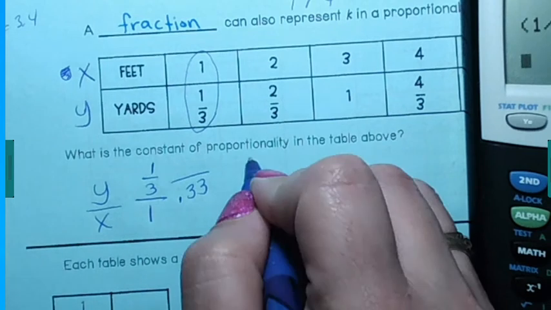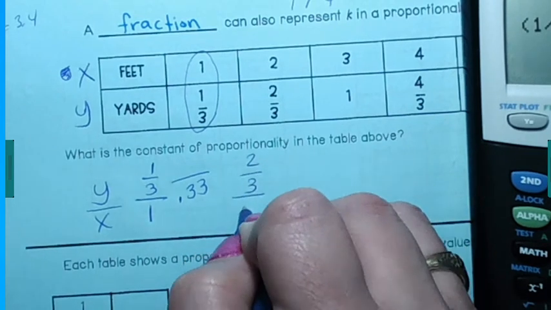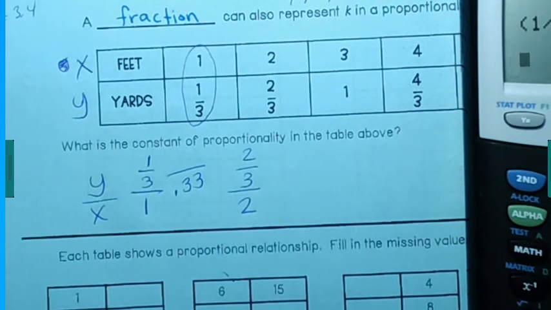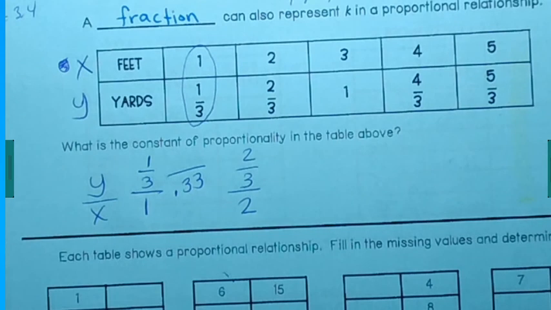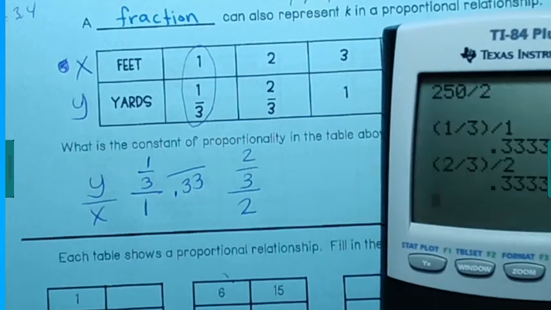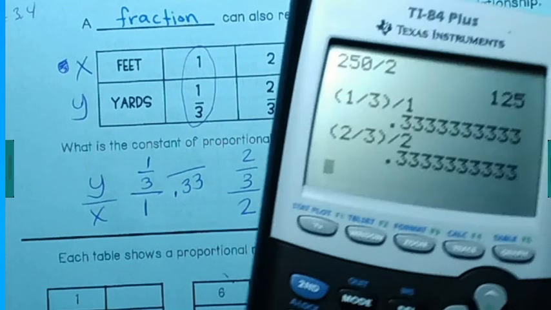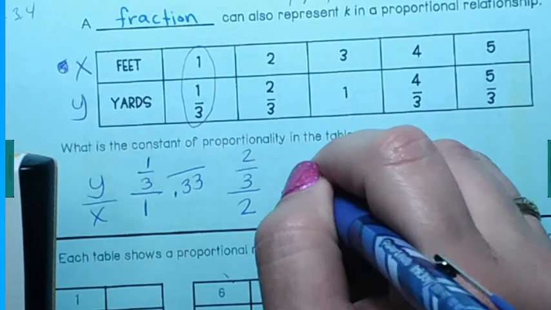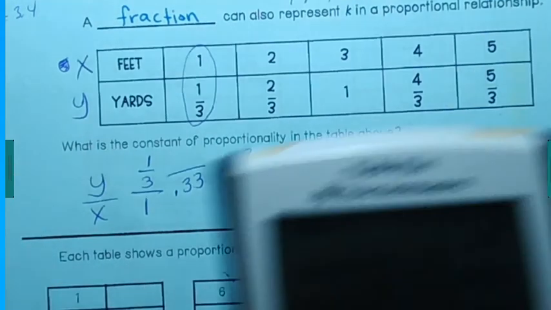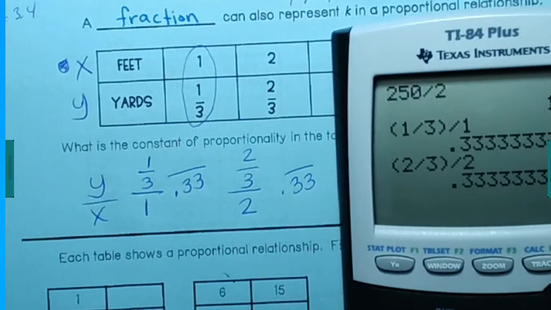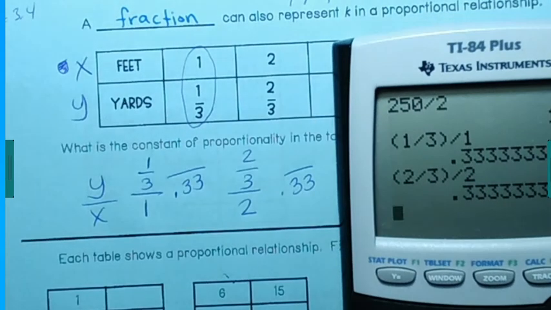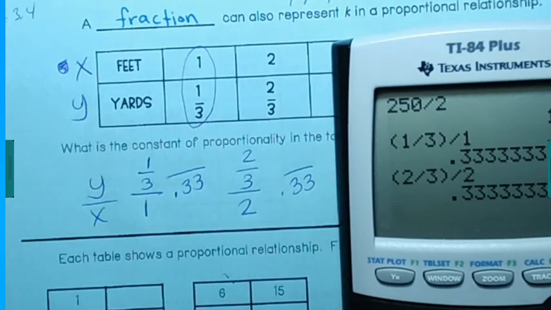The next one is 2/3 divided by 2. So I'm going to do the same thing. Parentheses, 1 divided by 3. 2 divided by 3. Close parentheses, divided by 2. And I got 0.3333 repeating. Okay? We're not going to do all of them. I just wanted to show you, for one, how to put some fractions into a calculator, but also that it can be repeating. Okay? Everybody okay with repeating fractions?